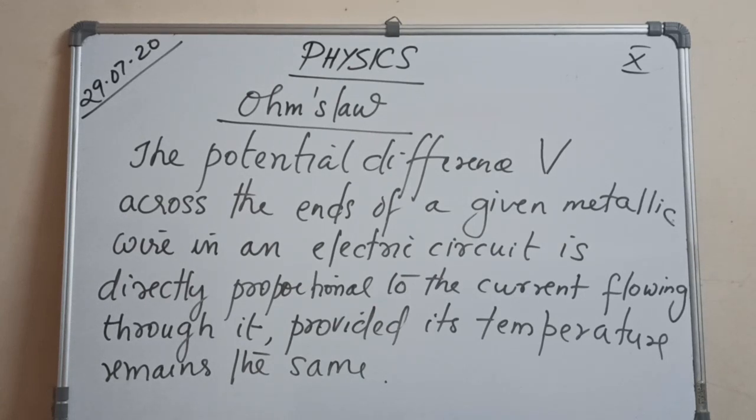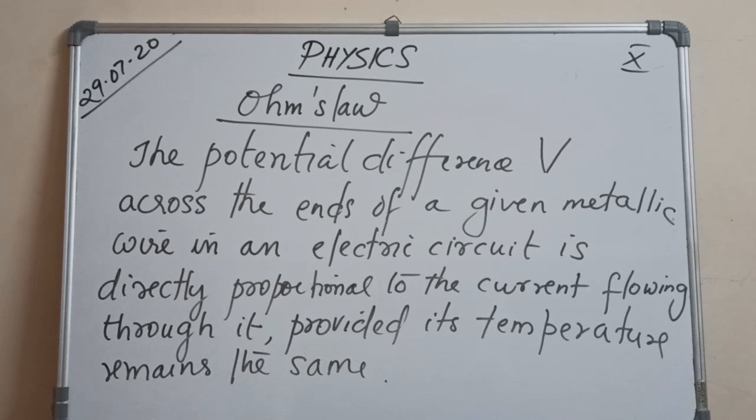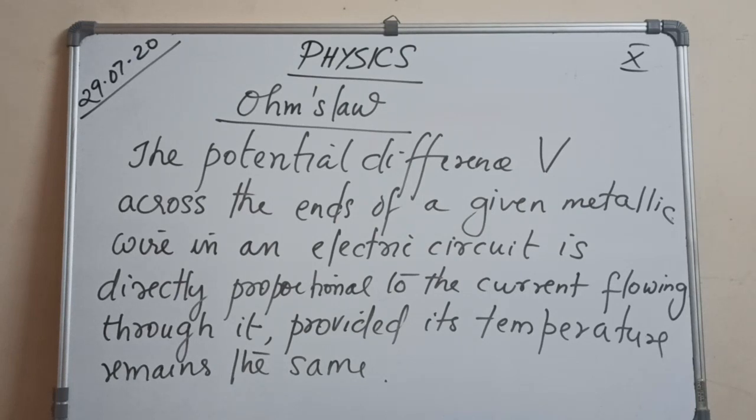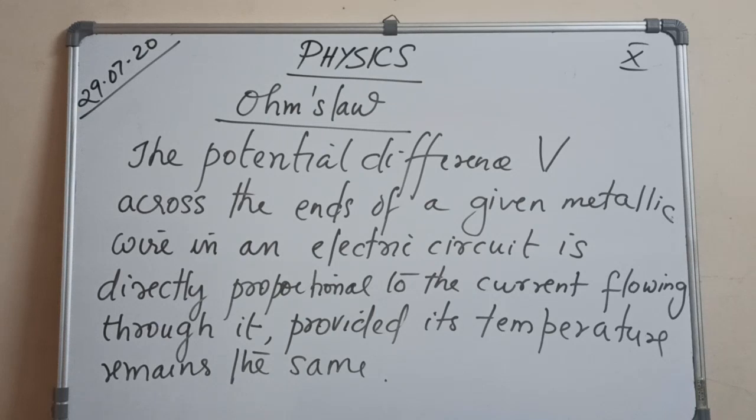So here it is said that if you are taking a metallic wire and it is connected in an electric circuit, we can measure the potential difference V, and it is found that this V across the ends of the given metallic wire is directly proportional to the current flowing through it. Understand? To the current flowing through it. And what is the condition? It is very important. The temperature should remain the same.